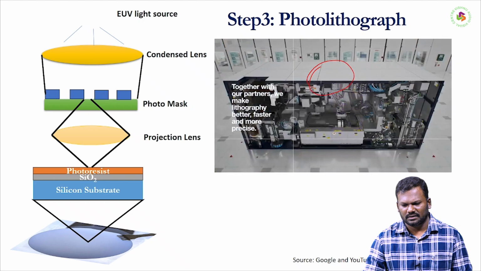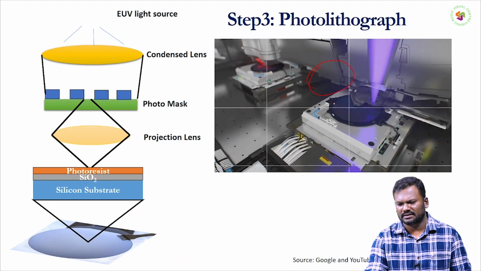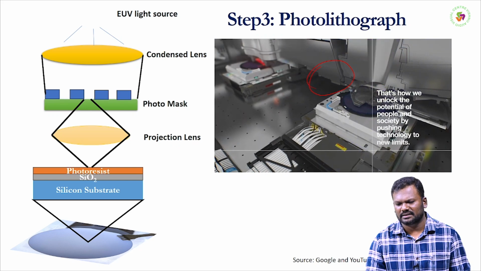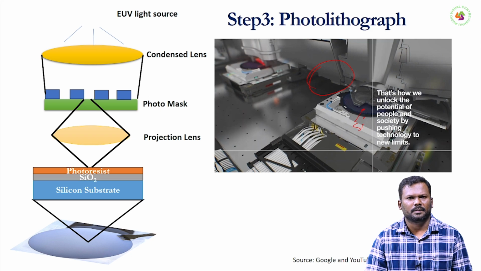So I will play this video. You can see this is the extreme UV light. See this, the light falls on particular places in your silicon substrate. This is your silicon substrate. If you want to make patterns at nanometer level or micrometer level, in this coming era all transistor sizes are in the nanometer range. So we need to send light that is very thin, which is only possible with these ASML machines.